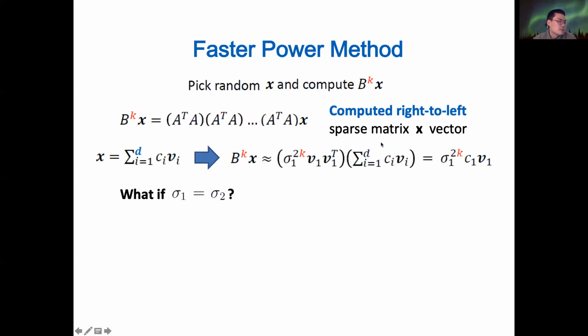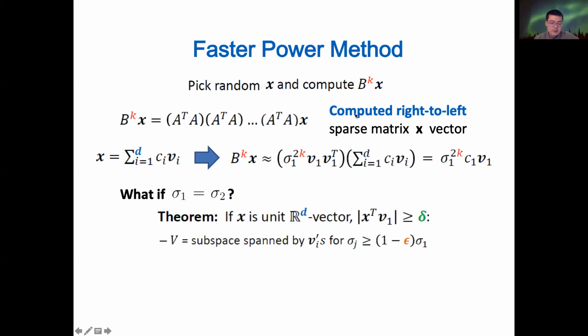But this is only holding if sigma 1 is larger than sigma 2, because then this will go to very big values, and the first component will be dominant. But what if sigma 2 is almost equal to sigma 1? In that case, your first term may not be dominant. Even sigma 3 can be equal. You have the first 3 singular values almost equal. So then do we still have some guarantee that this method will work?